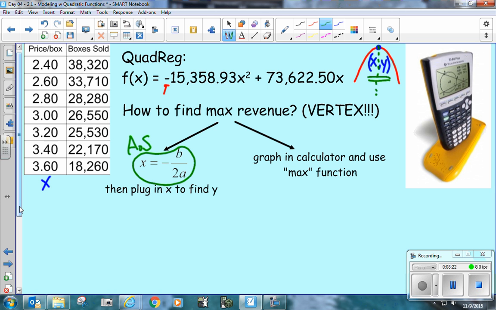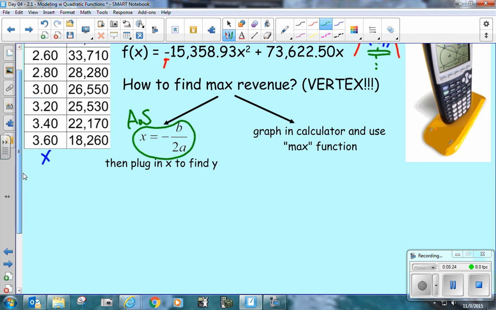So let's take a look at this. We have x equals negative b. Here's my b value. Here's my a value. I got to negate b, so it's negative 7,362.50.